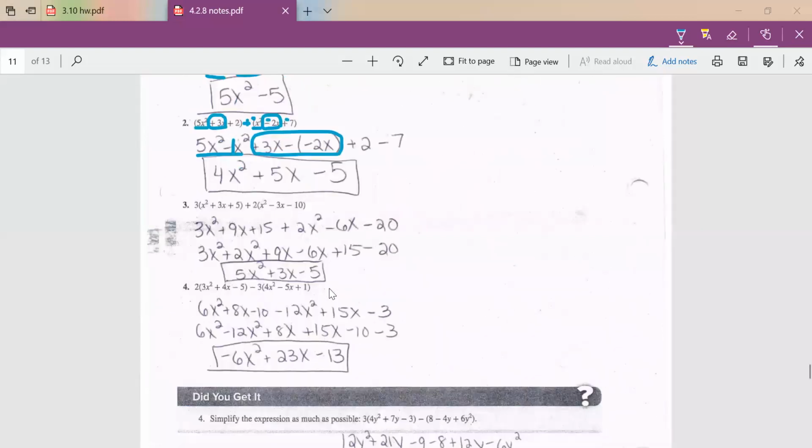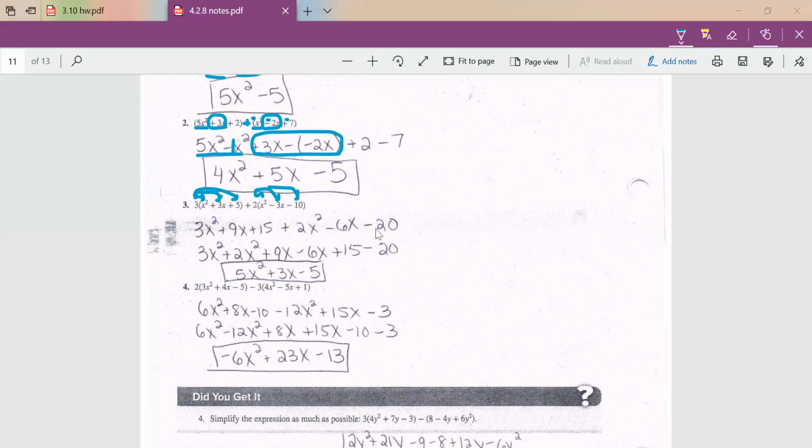Okay, so question 3. Question 3 is a little different because now I have a multiplication within this problem. So see this 3 outside this parenthesis? Then we have the 2 outside this parenthesis. We have to take this 3 and distribute it into each term inside. So I have 3x squared plus 9x, because 3 times 3 is 9, and then 3 times 5 is plus 15. And then we're going to take this 2 and distribute it into all of these. So the 2 times x squared is 2x squared, 2 times negative 3x is negative 6x, and 2 times negative 10 is negative 20.